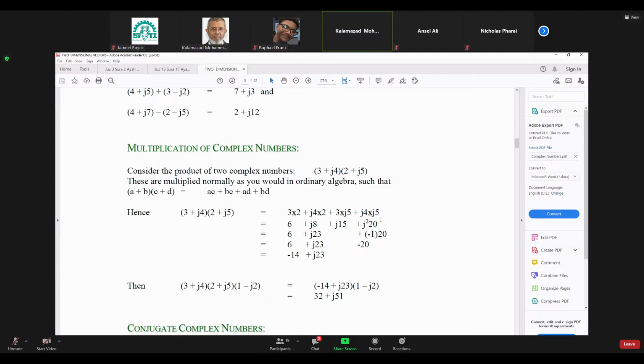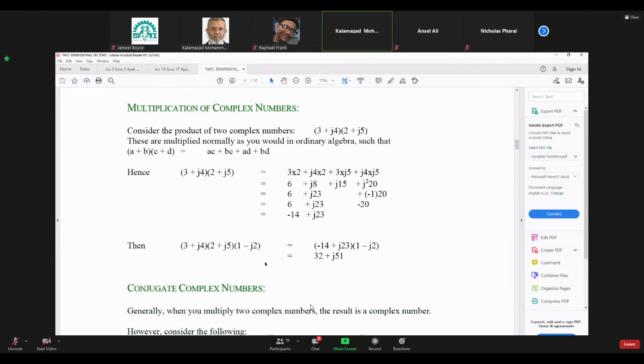Okay, everybody understand that? j squared, because it's j by j and 4 by 5. All right, it's all multiplied. Now here's the part that I want you to do. Whenever you see j squared, you can replace it with a minus 1. All right, and then we simplify. So you have 6 plus j8 and j15 is j23, and then you have minus 20. Right? This minus 20 is a real number, 6 is a real number. We can combine both of them. So we get minus 14 plus j23.